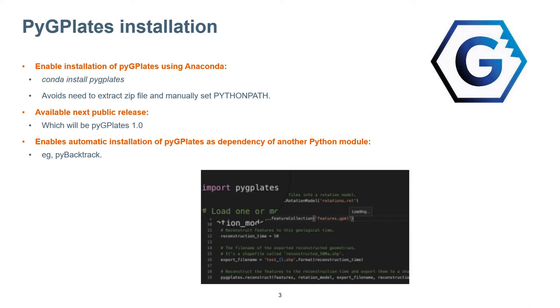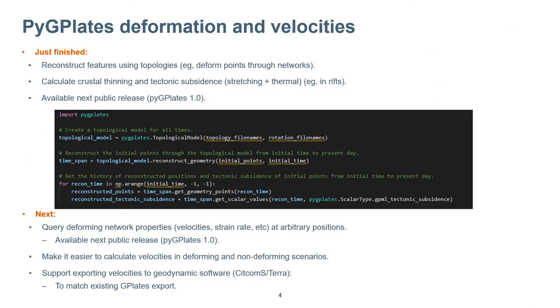We probably won't have the regular pip installable packages. Basically, Pi G-plates has a lot of C++ dependencies and is itself a C++ Python extension, so that fits quite well with Anaconda. So one of the main things that we'll support in Pi G-plates 1.0 will be deformation. And so we've just finished the ability to basically take points, place them inside deforming regions and reconstruct them. And also create output derived quantities from that deformation, like crustal thinning and tectonic subsidence.